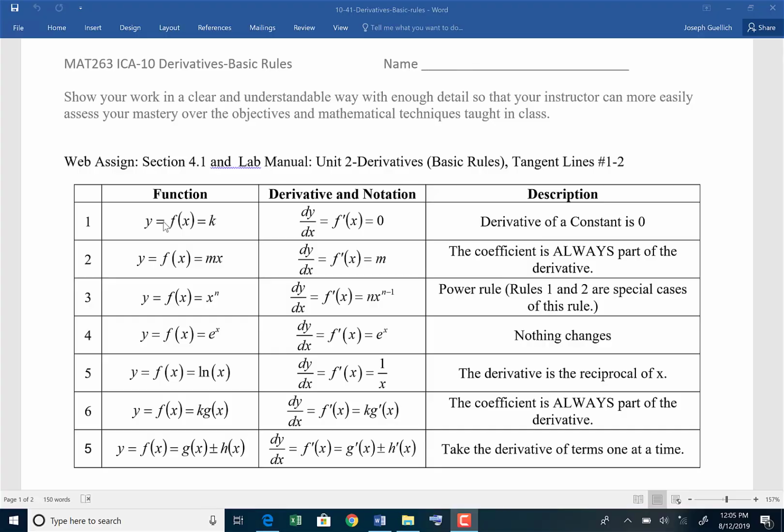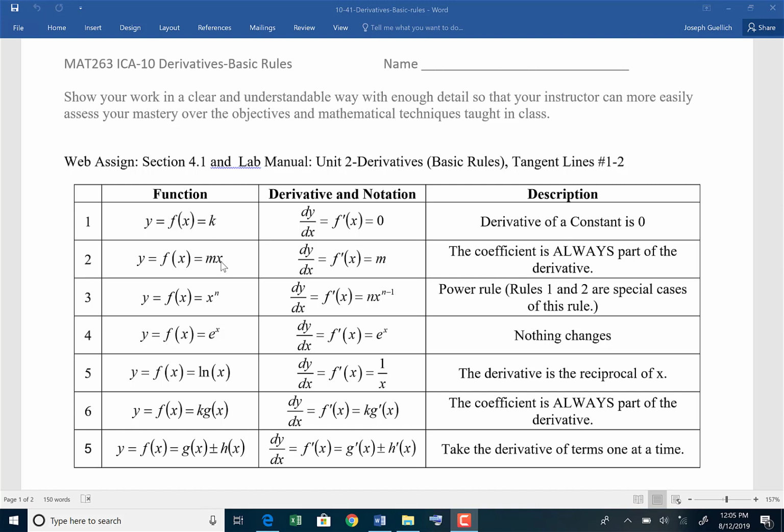This video is going to walk you through the basic derivative rules, and I'm going to talk through what my list is here. So starting with a function that is just a number, a constant, k. The derivative of a constant is 0. Pretty straightforward. Second rule, we have just a plain old x.